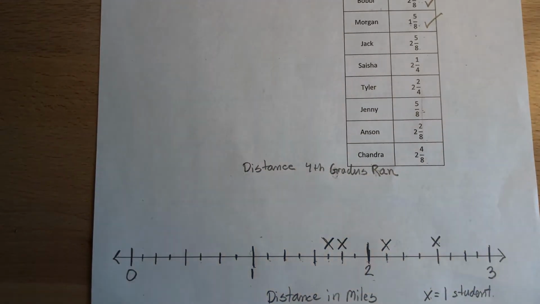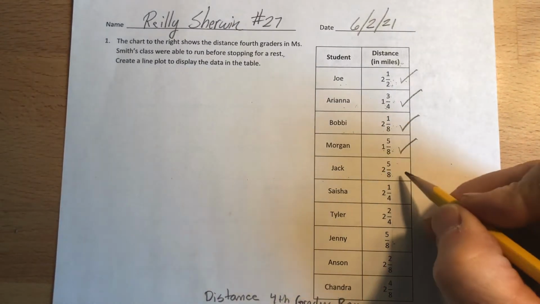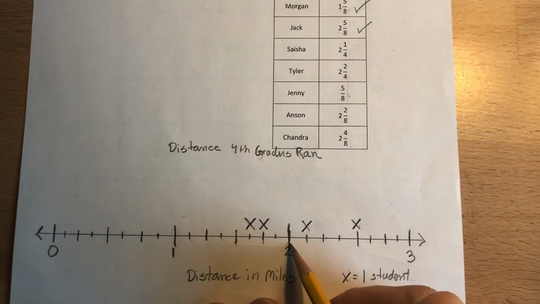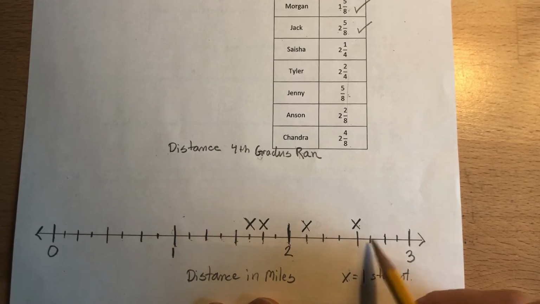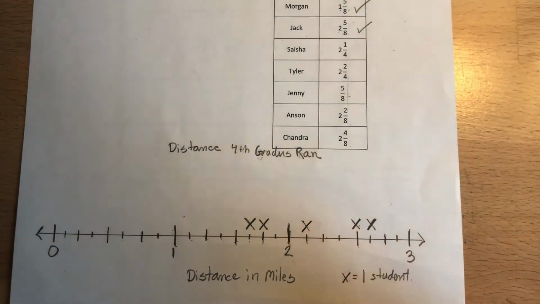Great. Same size X's. Then I've got Jack at 2 5/8. Okay, so 2 5/8. 1, 2, 3, 4, 5. There we go. So these are all marking on the line plot where these kids are. Okay.